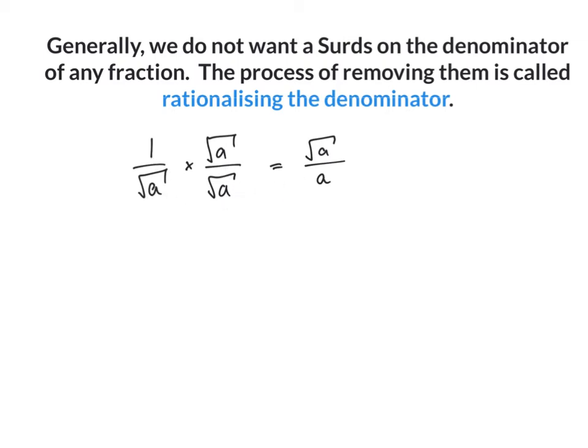So imagine we have something like 1 over root 3. Well, the surd part of that is root 3. So what we're going to do is multiply the top and the bottom by root 3. So on the top, on the numerator, 1 times root 3 is just root 3. And on the bottom, root 3 times root 3 is 3. When we multiply a surd by itself, we just get rid of the square root sign.